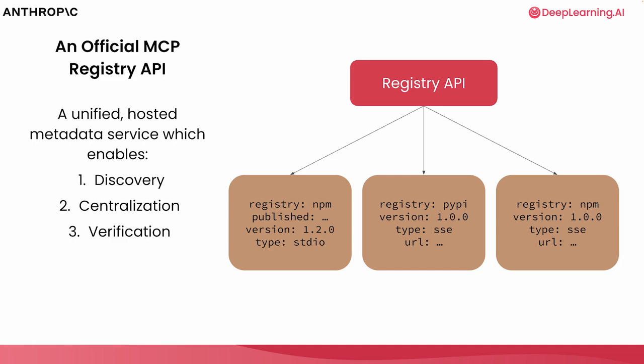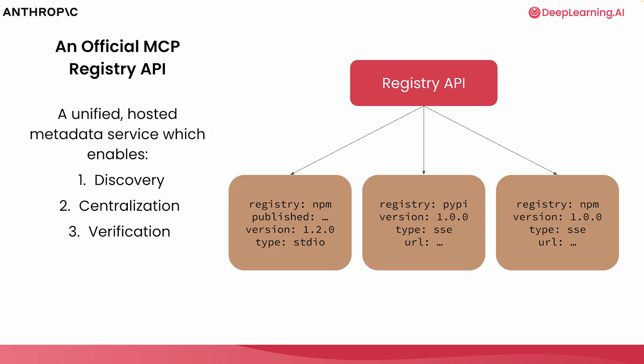But just like with packages with NPM or PyPI, there's an opportunity for malicious code to exist inside of these particular servers. So the registry API serves the purpose of discovering servers, of centralizing where these servers live, and also verifying that these servers have been trusted by the community and by companies themselves. This also allows for versioning of particular MCP servers to lock in dependencies just like you would in your application.